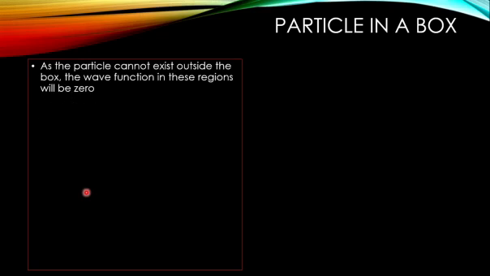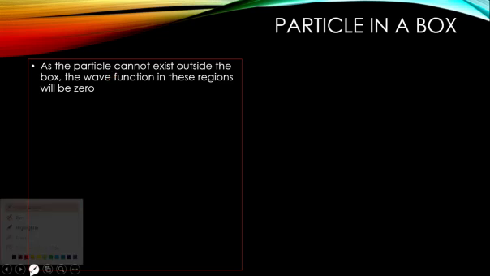the particle. As the particle cannot exist outside the box, what would be the wave function in these regions? What do you mean by wave function? It is the representation of the de Broglie wavelength associated with the particle. And where would we get a de Broglie wave? The de Broglie wave would be found wherever the particle is.